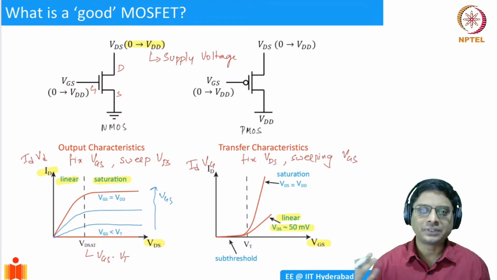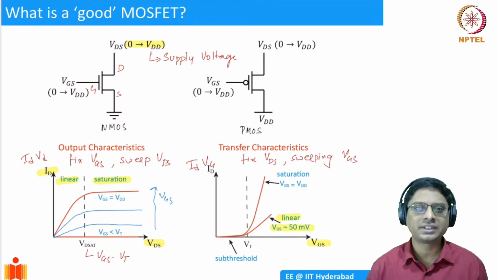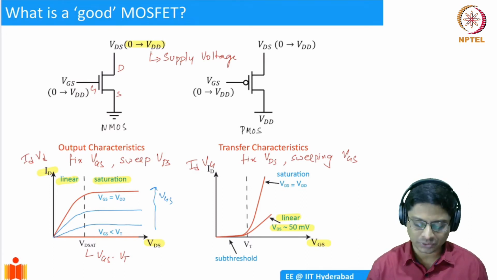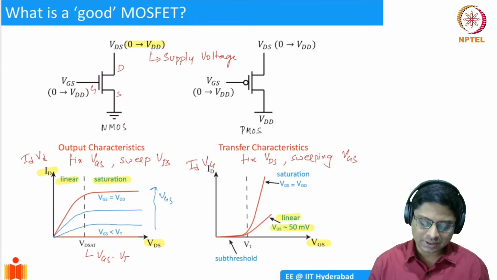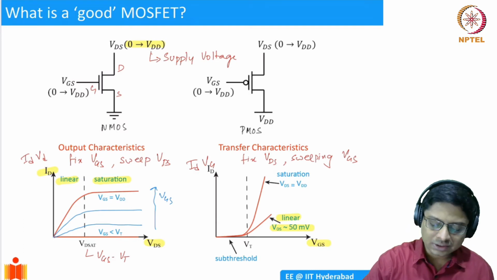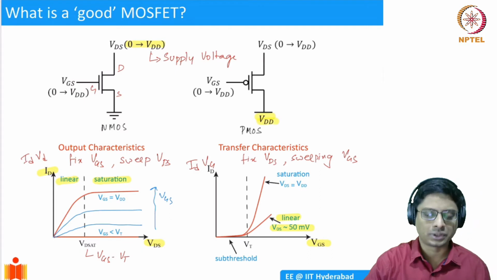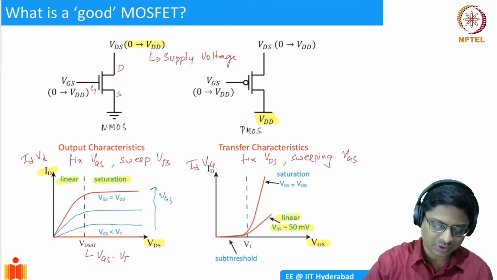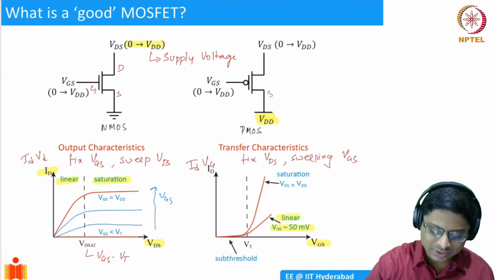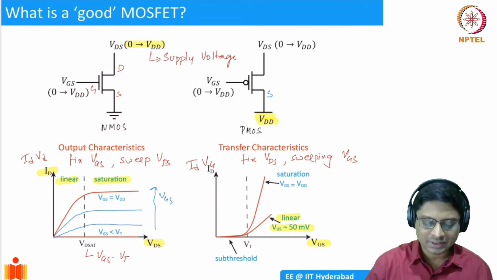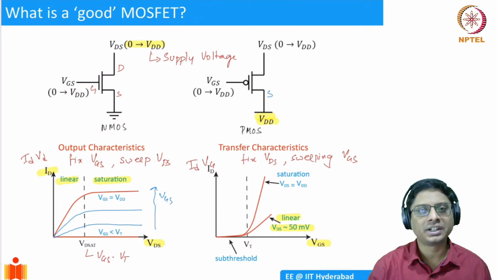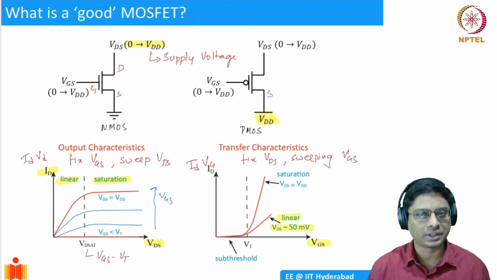You could also do it for a PMOS device, and we said the PMOS device is essentially a complementary device to NMOS. One thing to note is that in CMOS technology, especially, we tend to connect the source to the highest voltage, which is usually the supply voltage. So the source is connected to VDD, and then the gate is swept from 0 to, let's say, VDD, and the drain can be swept from 0 to VDD.